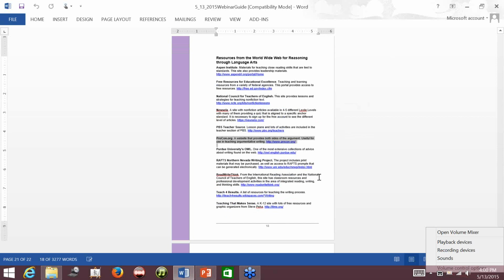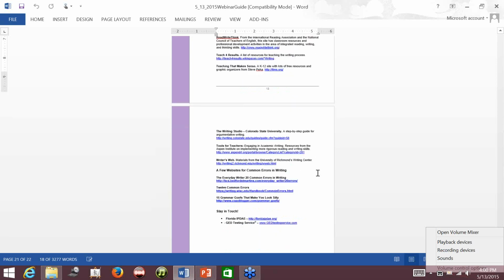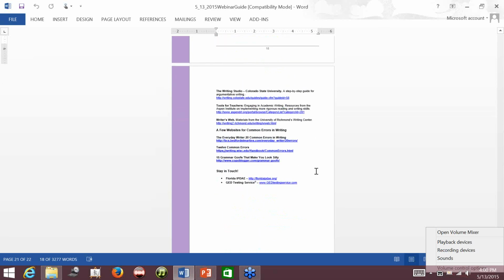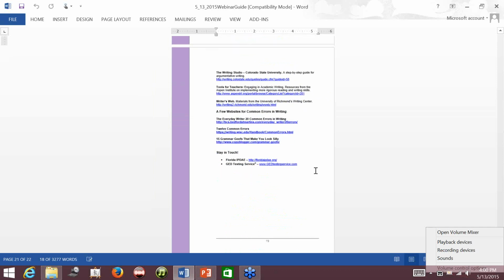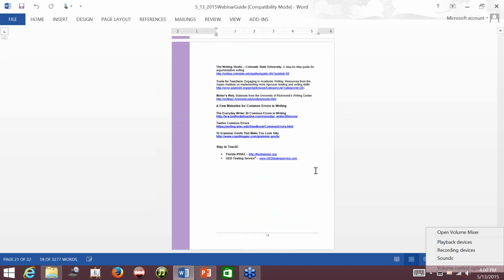But there again on page 19, Colorado State University has a great step-by-step guide that'll take you a little bit deeper into teaching argumentative writing. And of course, please don't forget to continually go back to Florida IP Day for additional lessons, plans, and all kinds of ideas, but keeping yourself informed from GED Testing Service as well as they create additional items.